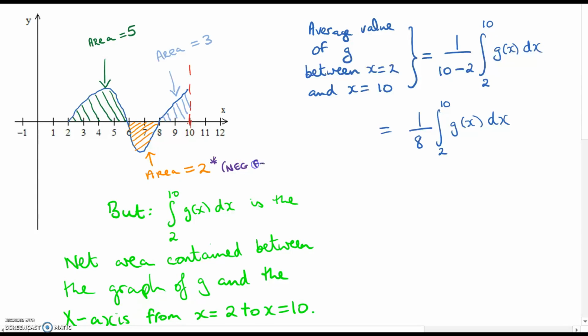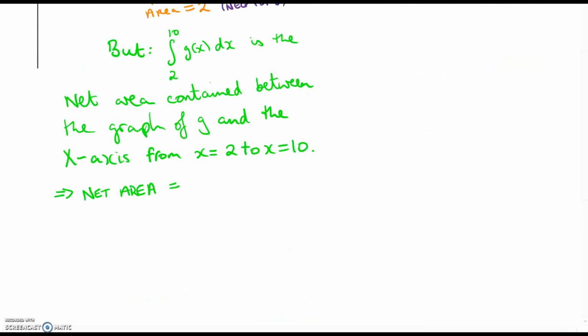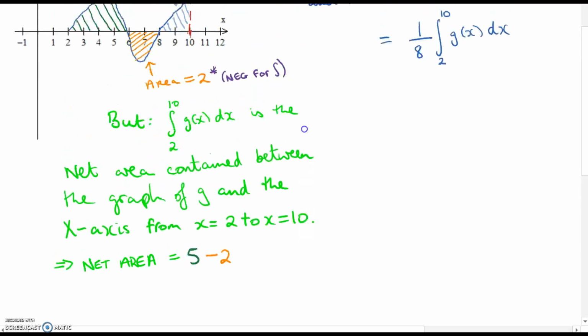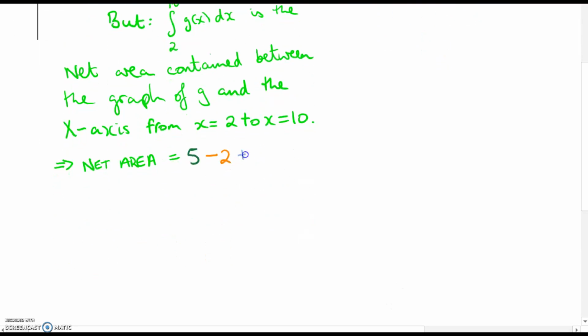It's negative when you consider it as an integral. So the integral is going to be 5 plus 3 minus 2. So we had 5, then I'm going to subtract the 2, and then we add 3 at the end. So that's equal to 5, and 3 is 8, minus 2 is 6.